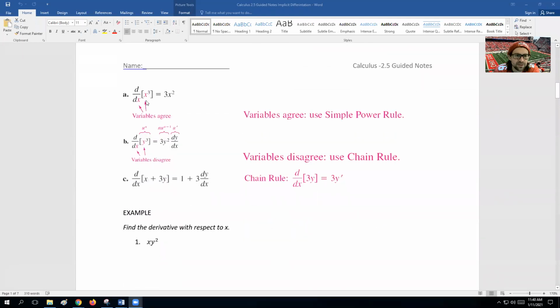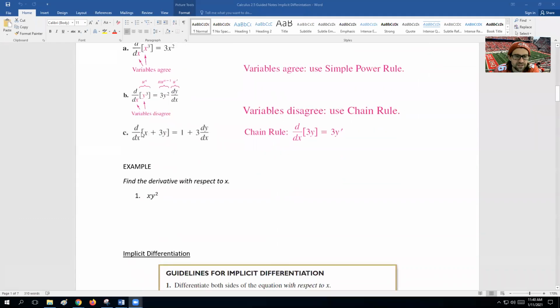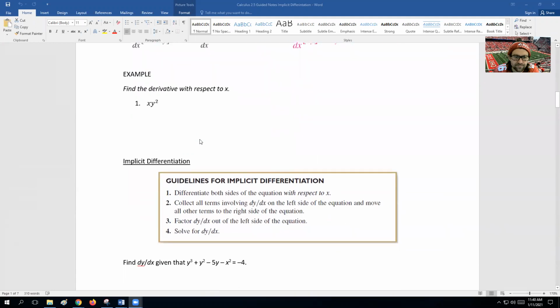Just to show you here too, in the power rule, if the variables match, we don't need to put the dx over dx, but if it doesn't match, we need to include a dy/dx. You can see this one here, x plus 3y. The derivative of x is 1. It matched, so we didn't need to put anything extra on it. The derivative of 3y is 3, but it wasn't with respect to x, so we put a dy/dx.